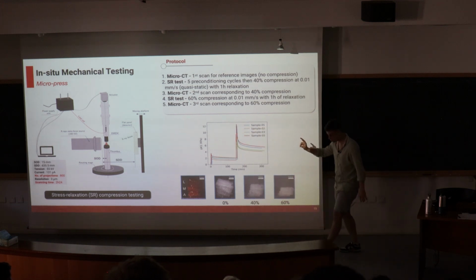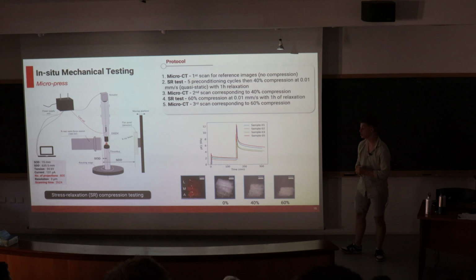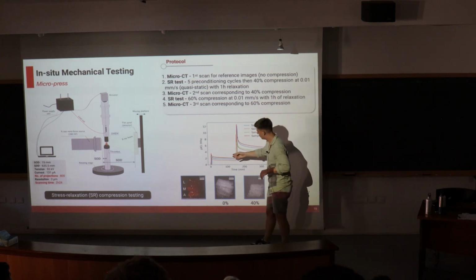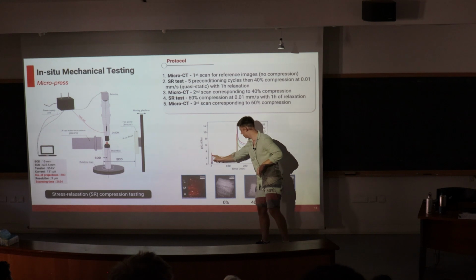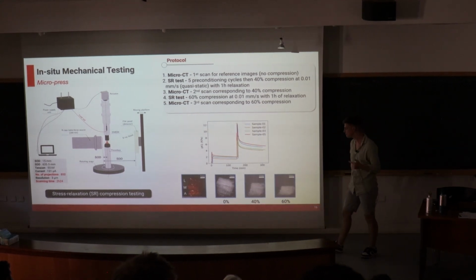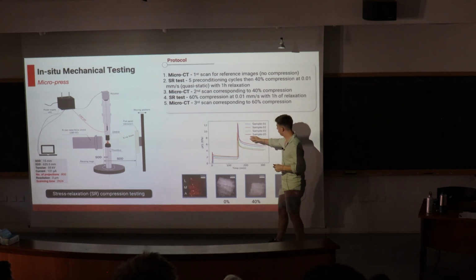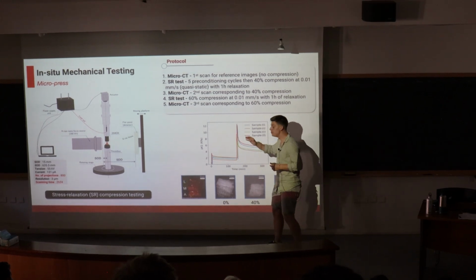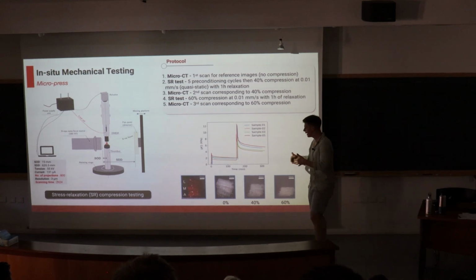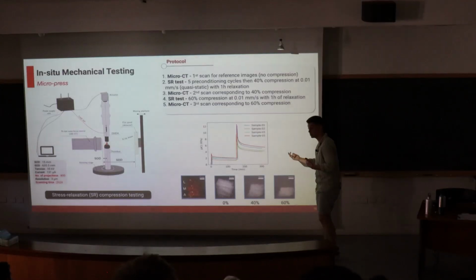We can see two different behaviors. The first one is the viscoelasticity, which can be seen in the relaxation of the sample, as you can see here and here. And the second one is the non-linearity, because the relaxation depends on the amount of compression you apply on the tissue. This is called the non-linear viscoelasticity of the sample.